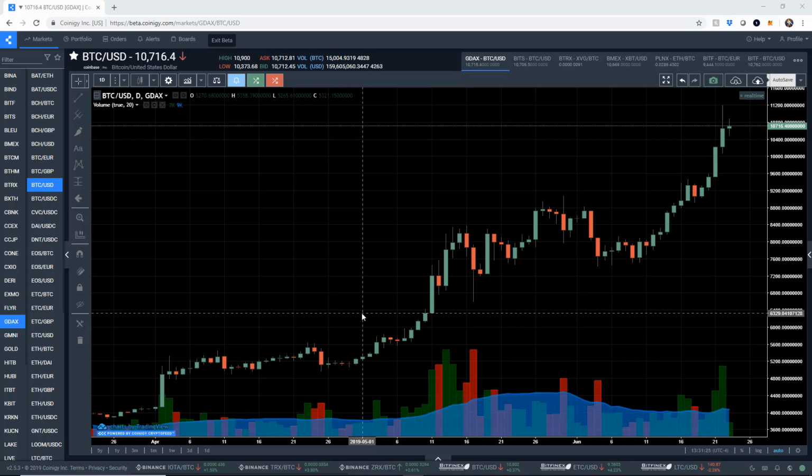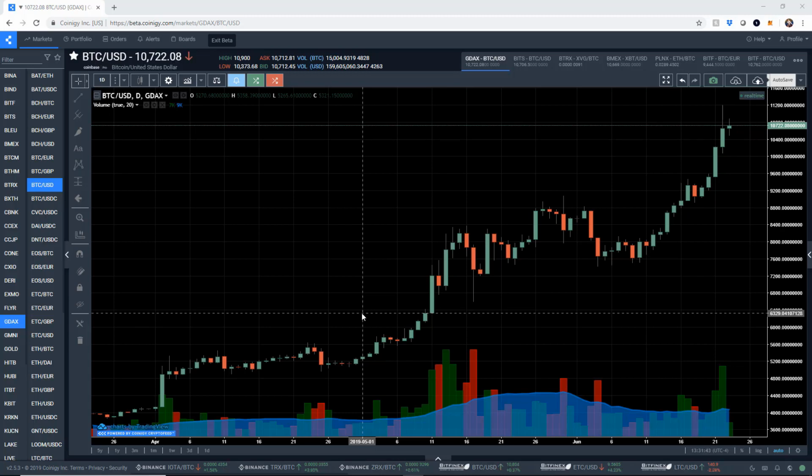What is the trend? Well, there are three kinds of trends. There's an uptrend, there's a downtrend, and there's a sideways trend. And the key to technical analysis really is identifying what type of trend we're in and then riding the trend.